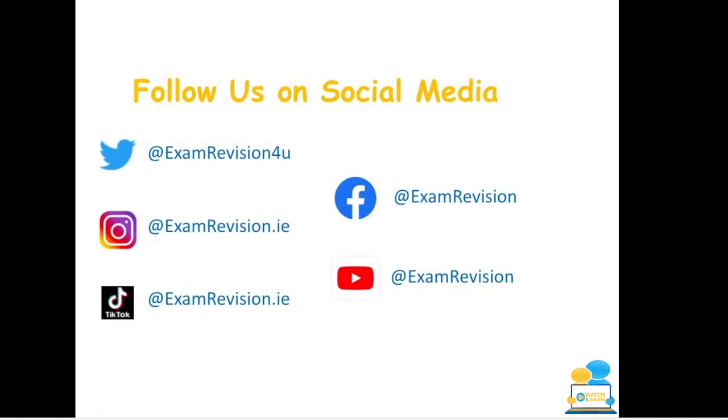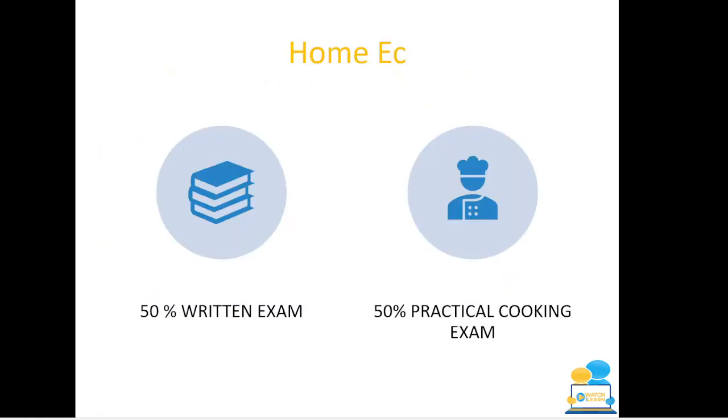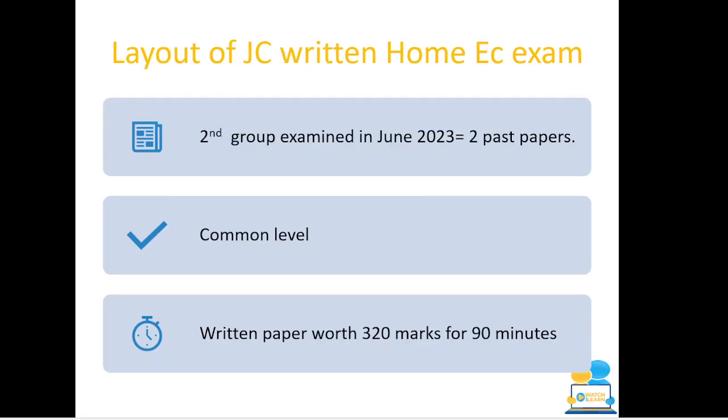So, home ec is a 50% written exam and 50% practical cooking exam. The written exam, as you know, is done in June of third year, and the practical cooking exam is usually done around Easter. There are 2 CBAs, however, the CBAs don't count for any marks. However, you do have to do CBA 2 so that you can sit the cooking exam, because it informs you as to what you're going to cook.